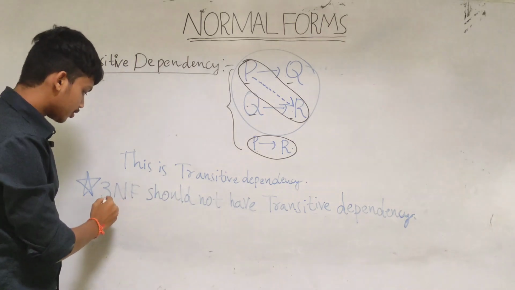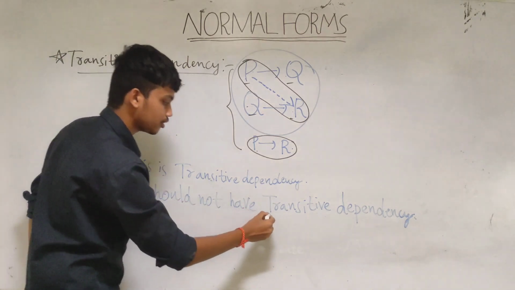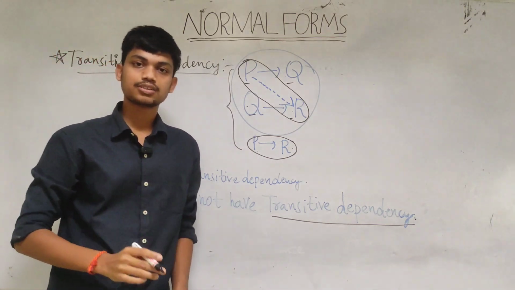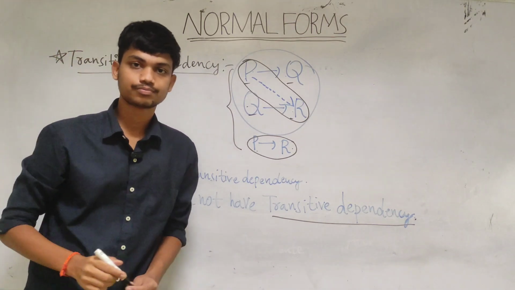So our 3NF relation should not have transitive dependency. You need to remember this. 3NF should not have transitive dependency like that. Note it down.